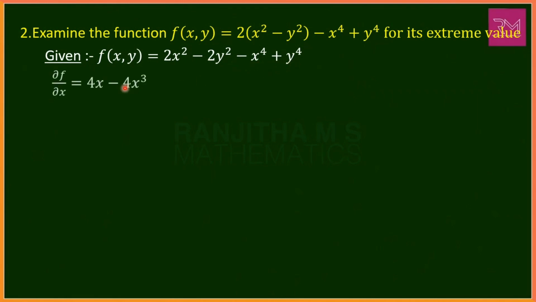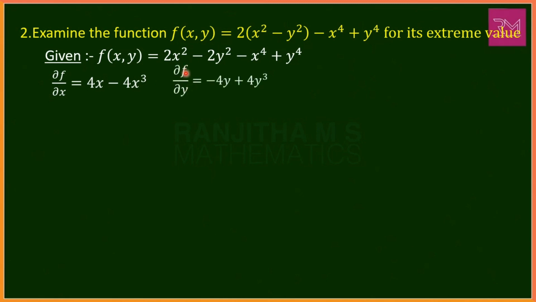Next step, we have to find del f by del x and del f by del y. Here del f by del x means we have to differentiate this term partially with respect to x. That means you have to treat the y value as constant. Hence the differentiation of 2x square is 4x. Here this value becomes 0. Minus x power 4 differentiation is minus 4x cube. Here this value also becomes 0. So del f by del x is 4x minus 4x cube.